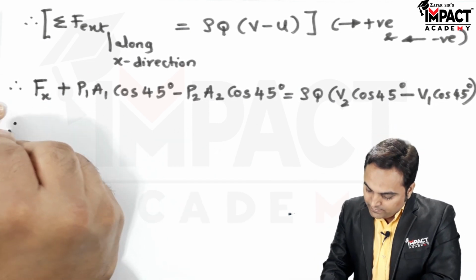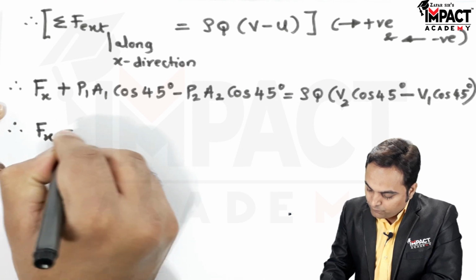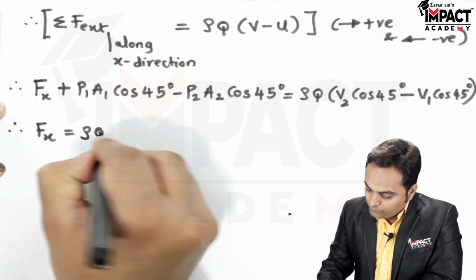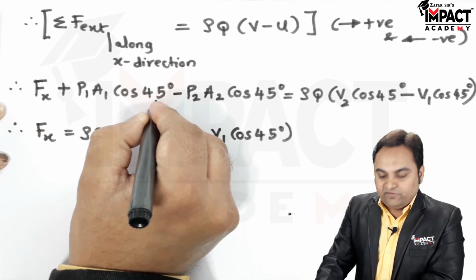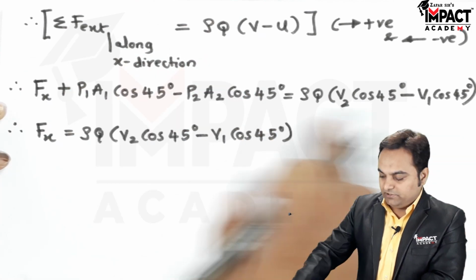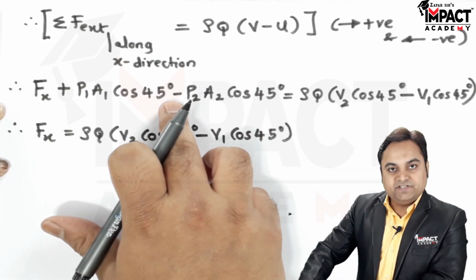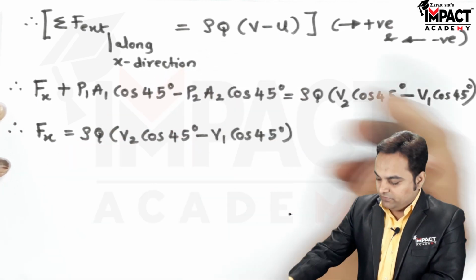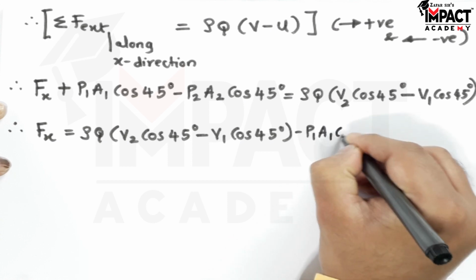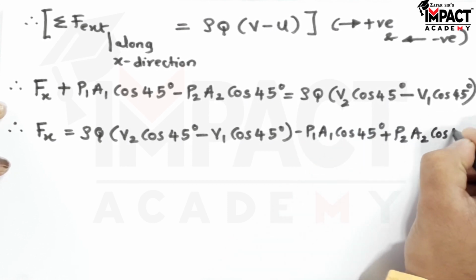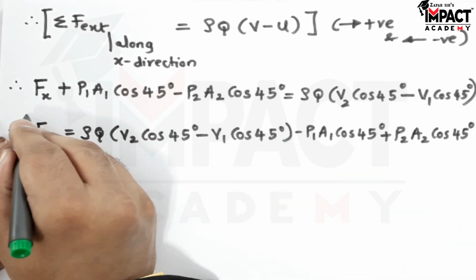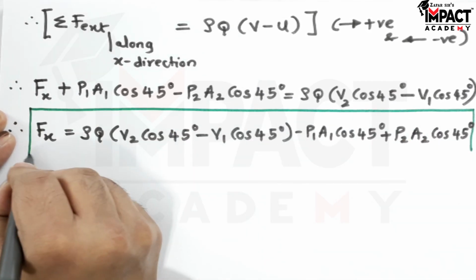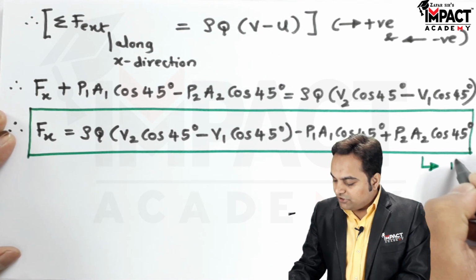So therefore I can say that Fx would be equal to, here we have rho q, P1A1 cos 45, when it goes onto the other side it becomes negative. Similarly, when P2A2 cos 45, which is negative, goes onto the right hand side, that would be positive. So I'll write them. Now this is the general equation from which I'll get the value of Fx, that is the horizontal component of force acting on the bend. And keeping this as the first equation.